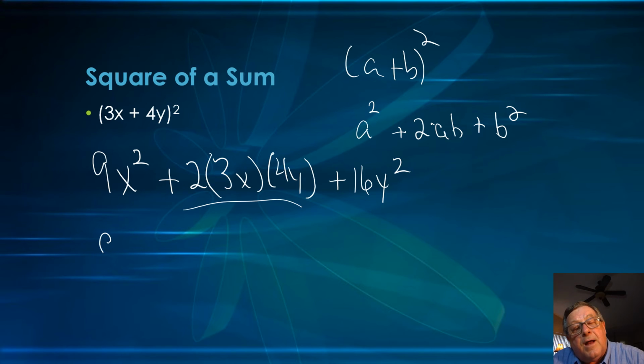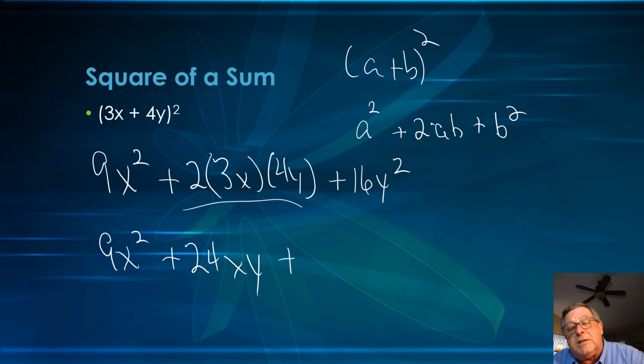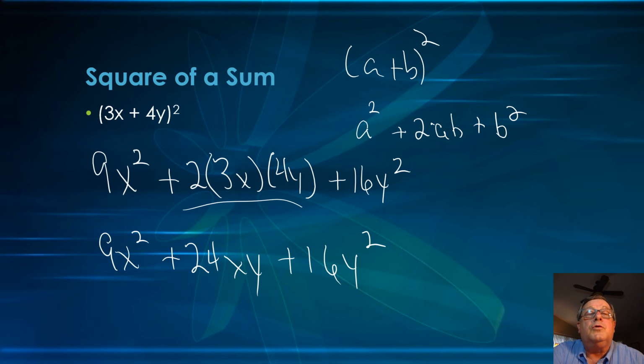Again, 9x squared. 2 times 3x is 6x times 4y. 6 times 4 is 24, so it's going to be plus 24xy. And then finishing this off with 16y squared. And again, you could FOIL this and you're going to come up with the same answer, but it is a matter of recognizing a little pattern. And if you happen to recognize that pattern and can apply this method, it might help. But the old tried and true method is going to be FOILing.